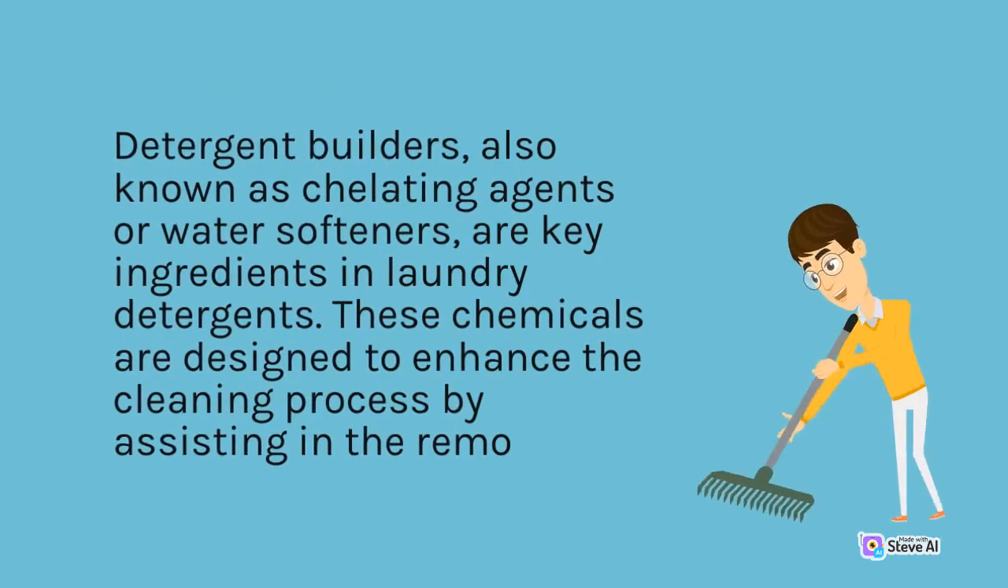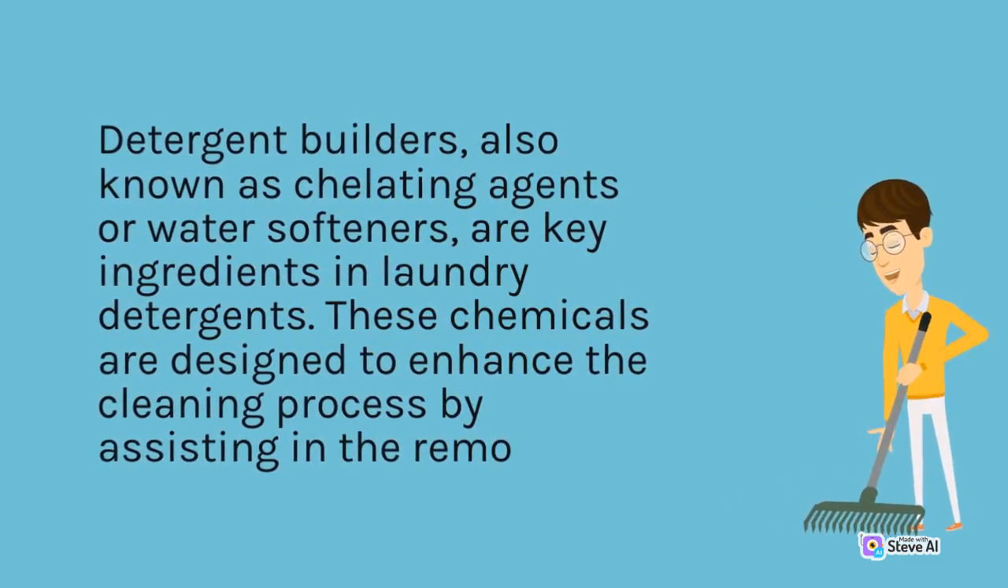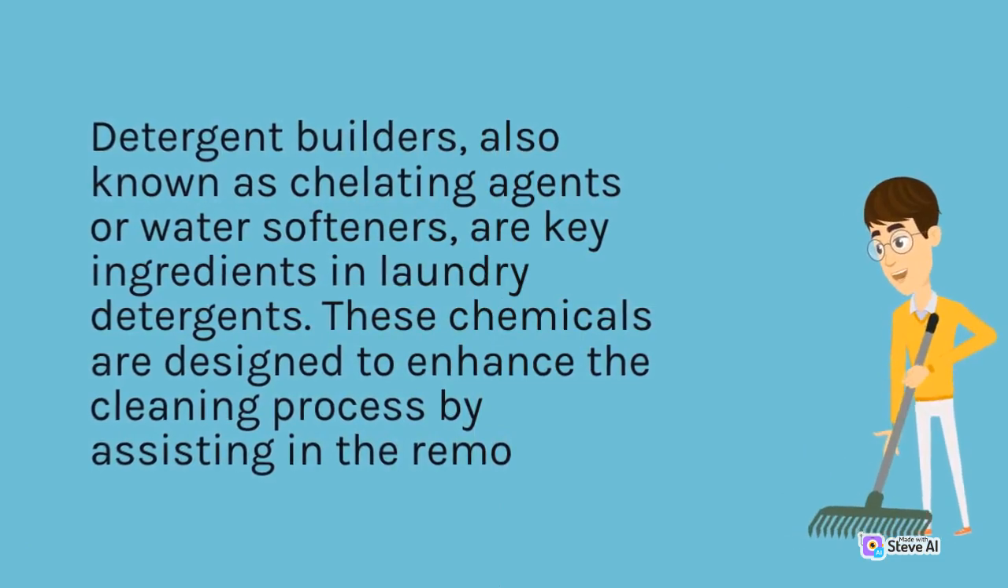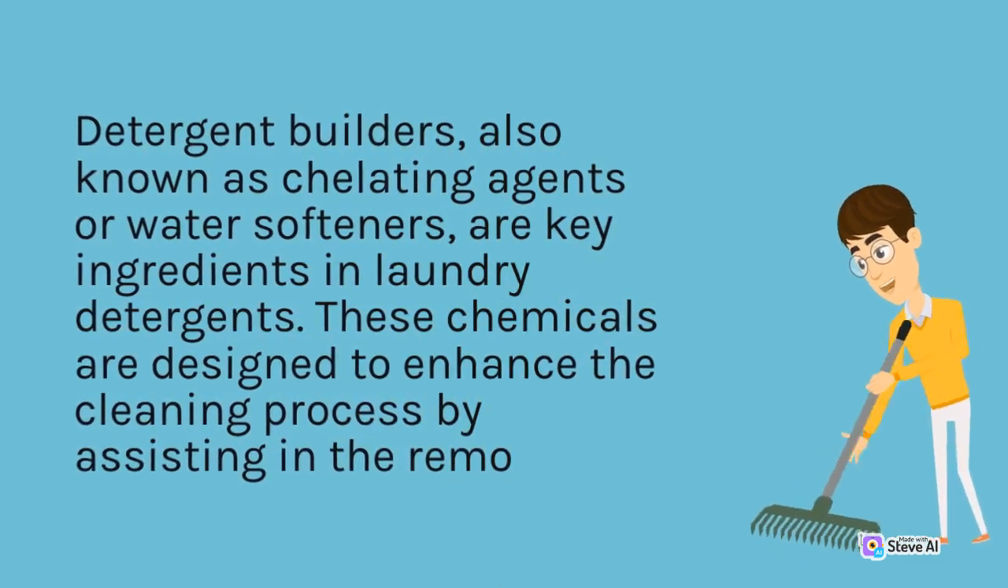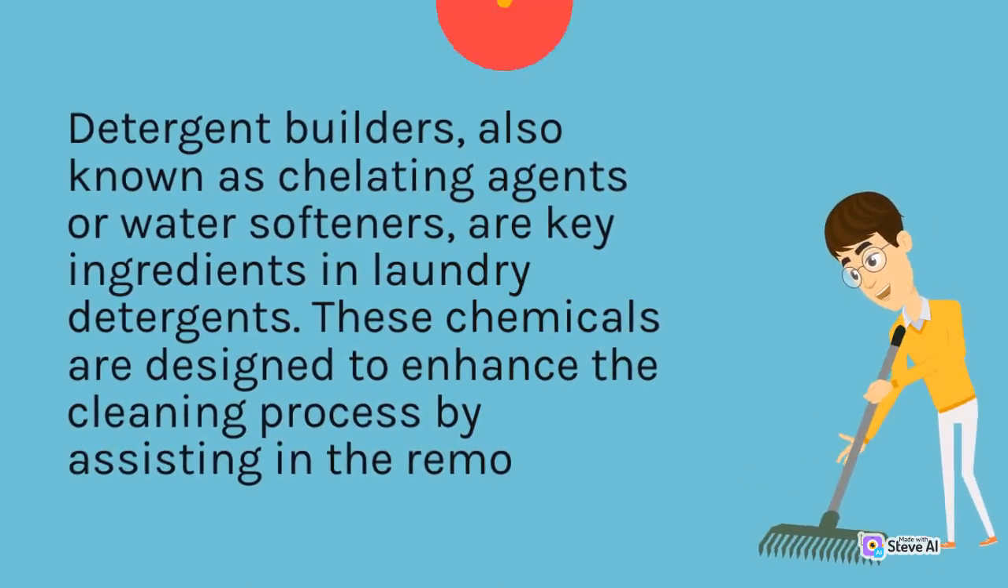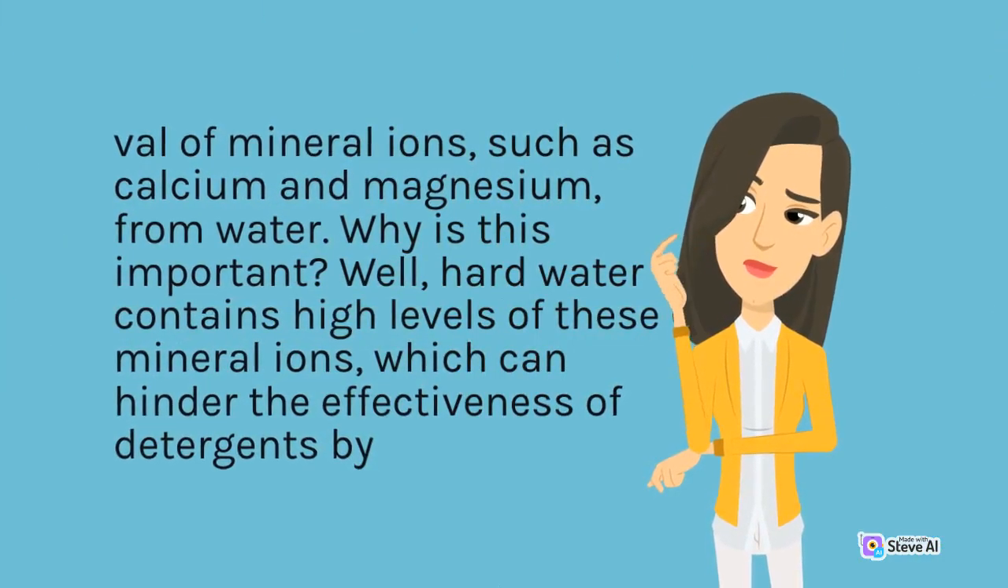Detergent builders, also known as chelating agents or water softeners, are key ingredients in laundry detergents. These chemicals are designed to enhance the cleaning process by assisting in the removal of mineral ions, such as calcium and magnesium, from water.